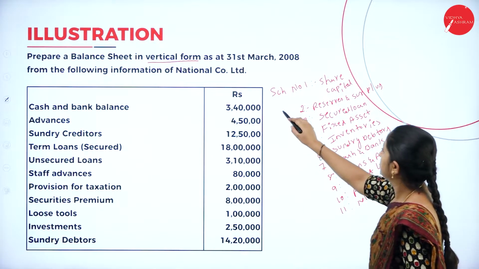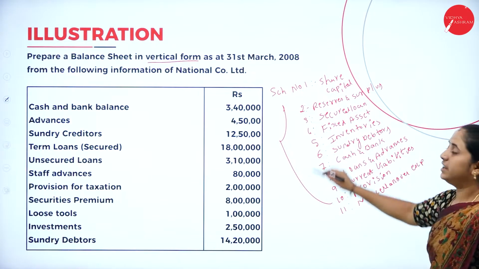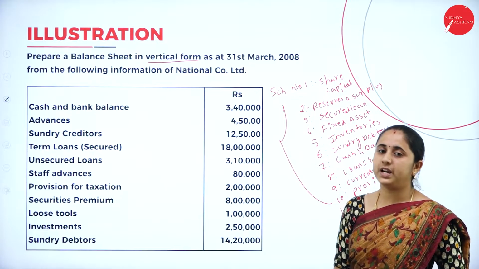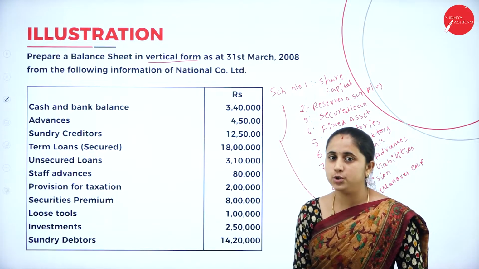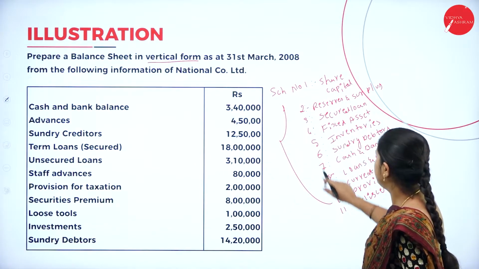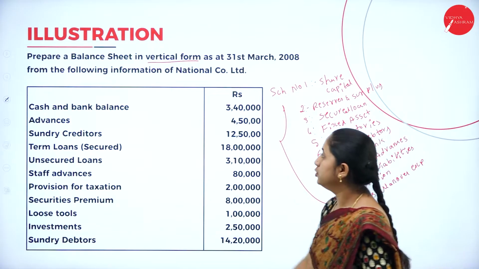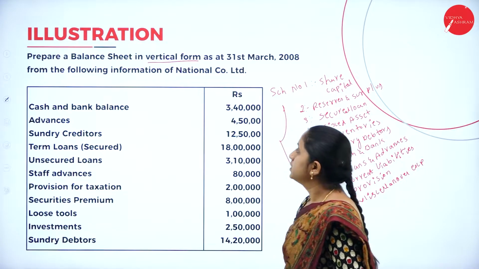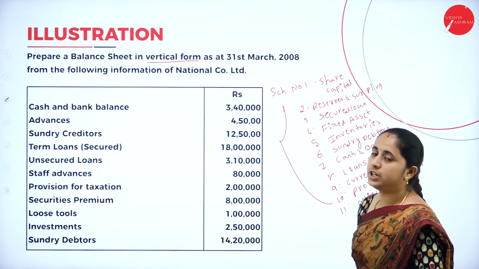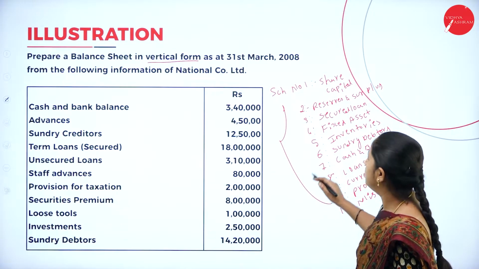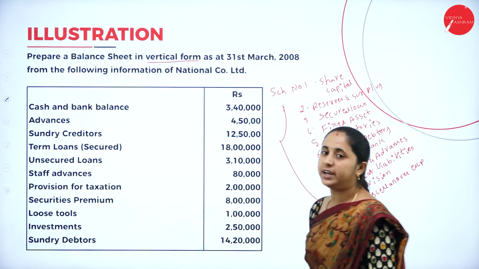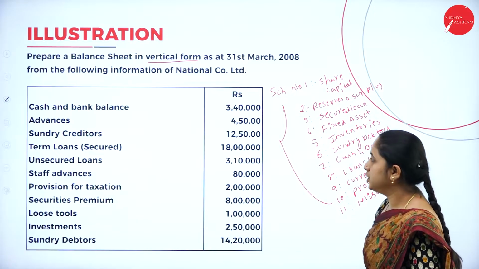So, these are the 11 schedules we need to prepare for the balance sheet. In total we have 21 schedules, but for the balance sheet, you need to prepare 11 schedules. Here for this problem, prepare balance sheet only. Before starting the problem, just classify the information between the schedules.